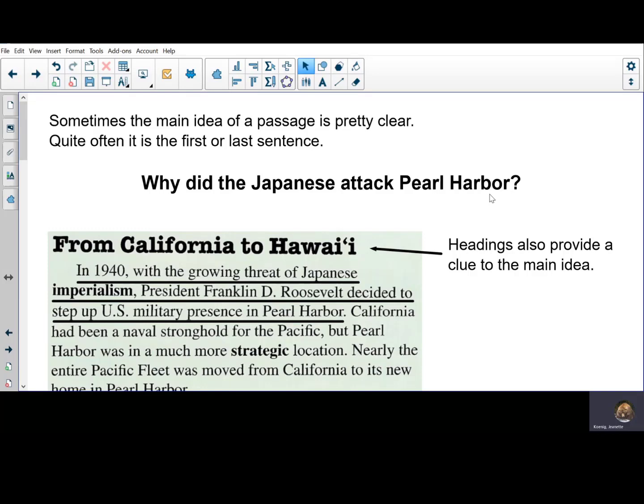If you remember from the last lesson, we were talking about the attack on Pearl Harbor. One of the questions that came up was, why did this attack happen? Let's go ahead and read this next paragraph. Can I get a volunteer to read it, please?